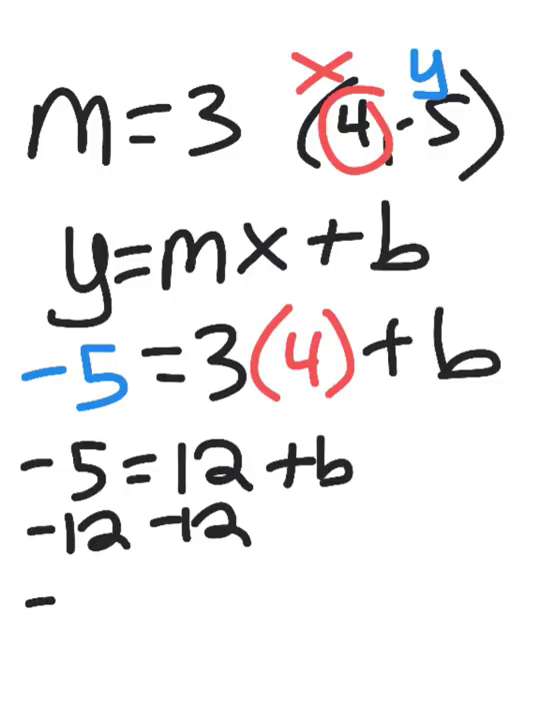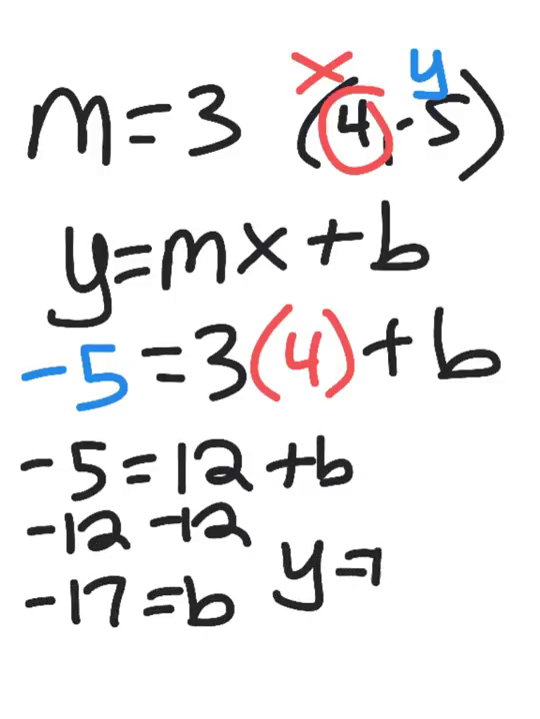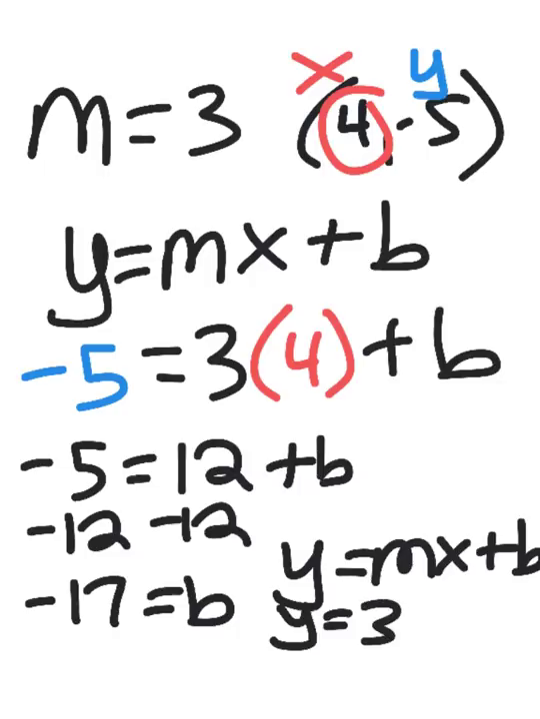So I have -17 = b. And now I'm going to go back to slope-intercept form, and I'm going to substitute in my slope of 3 and my intercept of -17, and that's my equation of my line. Okay, let's take a look.